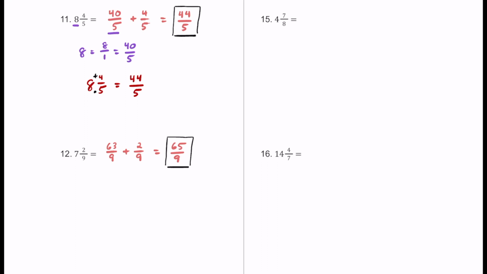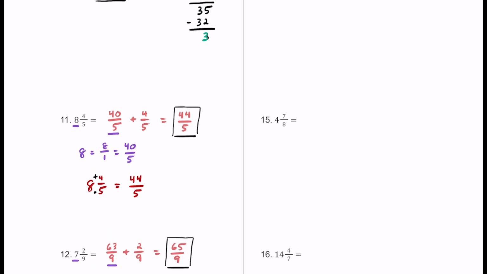And just to confirm that 7 is the same thing as 63 over 9, well 7 is the same thing as 7 wholes, or 7 over 1. And then if we multiply the top and bottom by 9 and 9, then 7 times 9 is 63, 1 times 9 is going to be 9, so we have 63 over 9. And then let's go ahead and use the shortcut to confirm this works as well, because you're welcome to use that. So 7 times 9 is 63, 63 plus the 2 on top is going to be 65, so we have a total of 65/9. So that hopefully checks out.